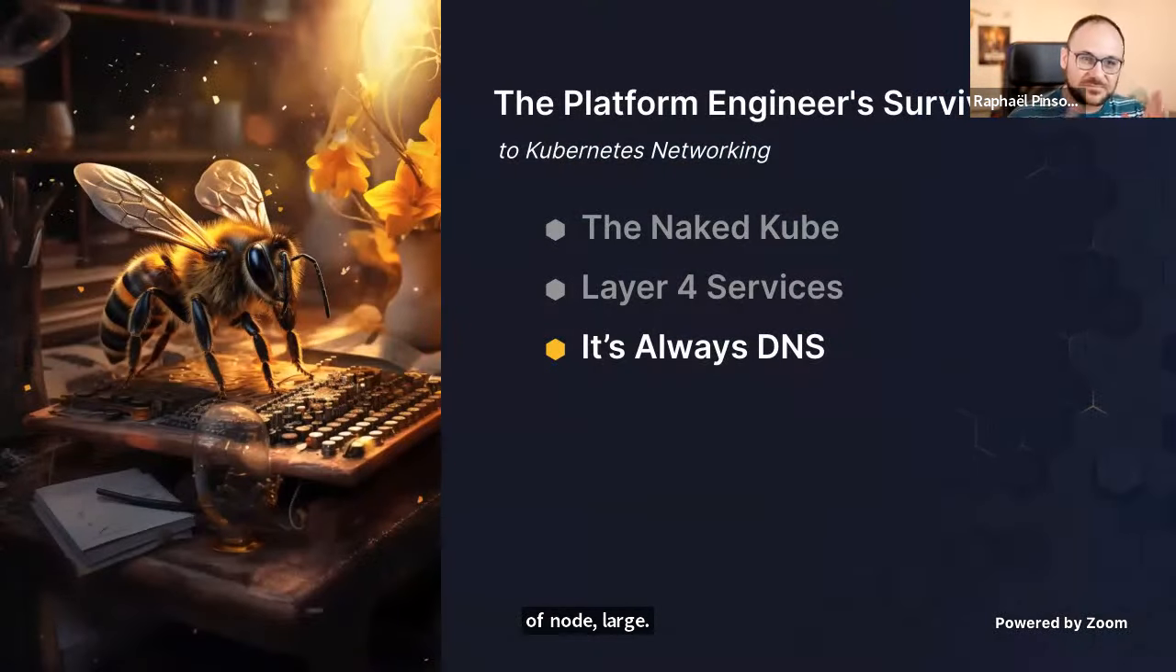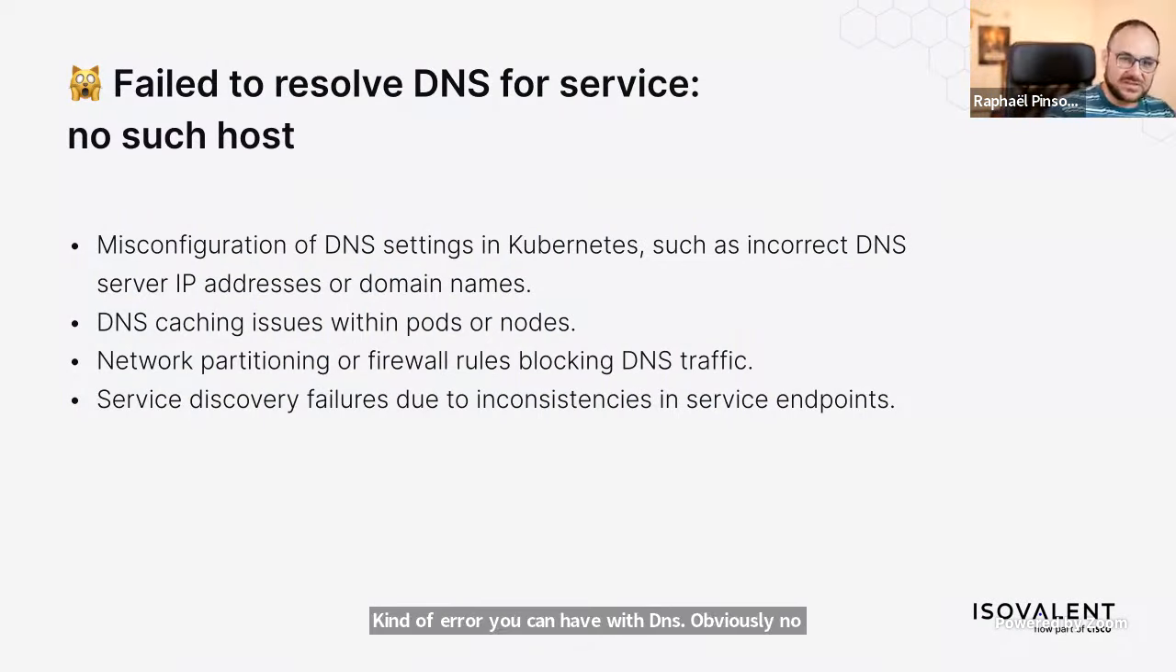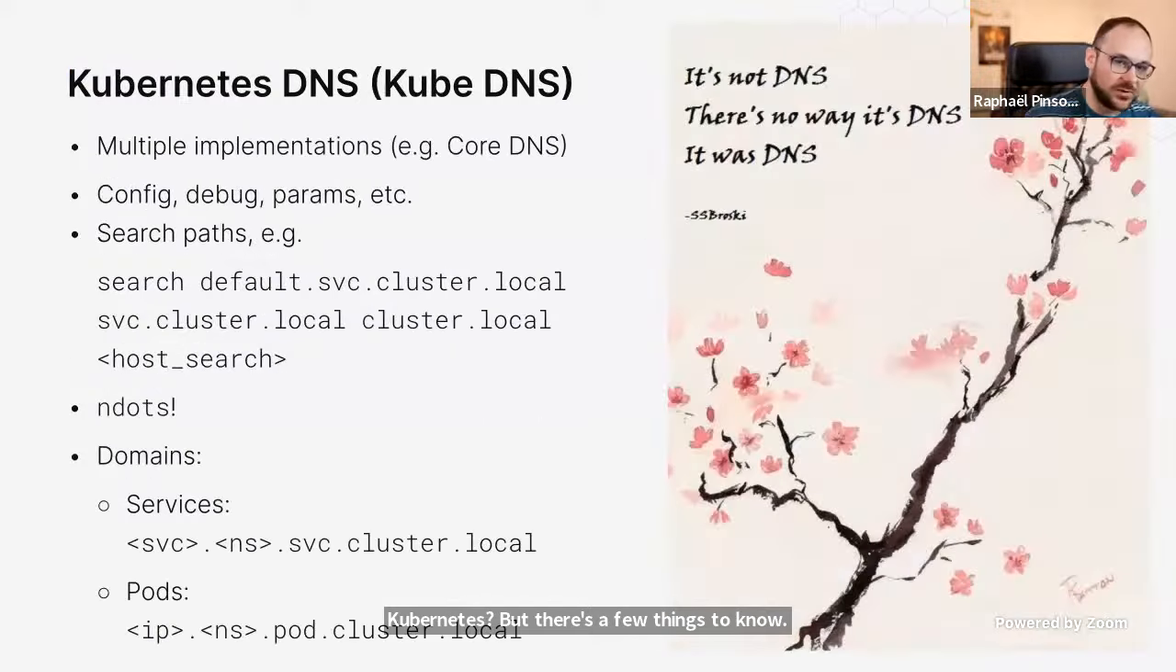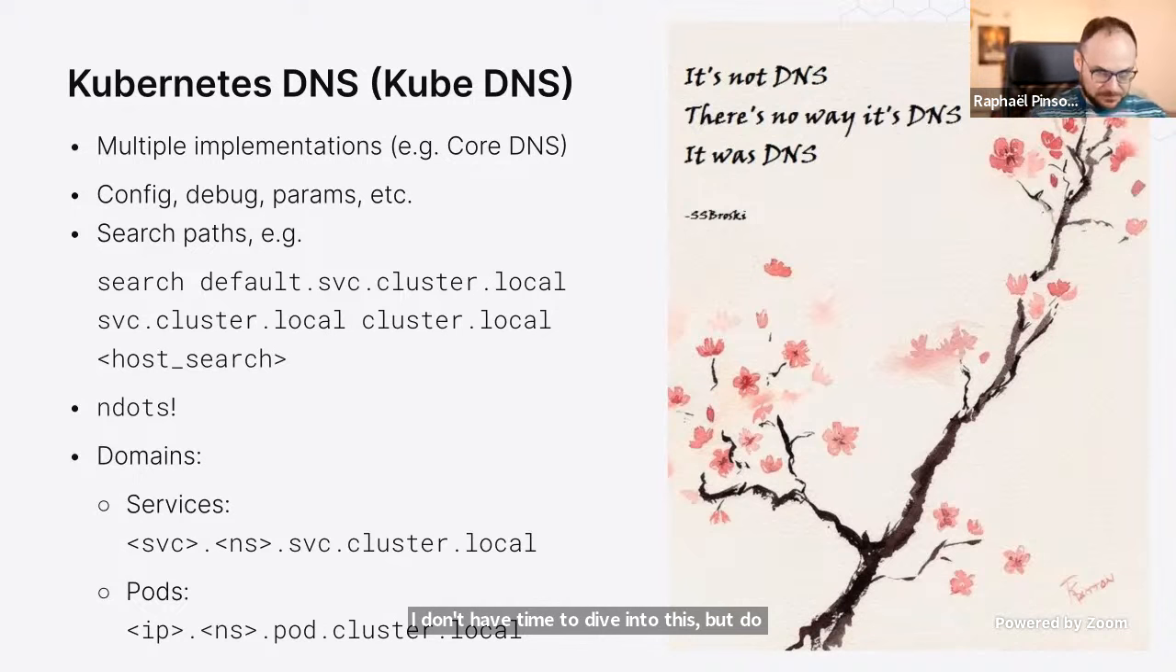A little bit on DNS. A kind of error you can have with DNS, obviously, is no such host when resolving a service. DNS is not that complicated in Kubernetes, but there's a few things to know. Typically, there's multiple implementations. One that is commonly used is CoreDNS, and it runs as a deployment, typically inside the kube-system namespace. Sometimes the ports are different. Sometimes the implementation is slightly different. CoreDNS has its own configuration, its own debug logic and parameters. I don't have time to dive into this, but do go and look at CoreDNS specifically to understand how it works.